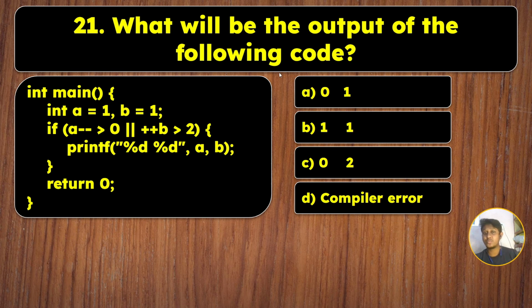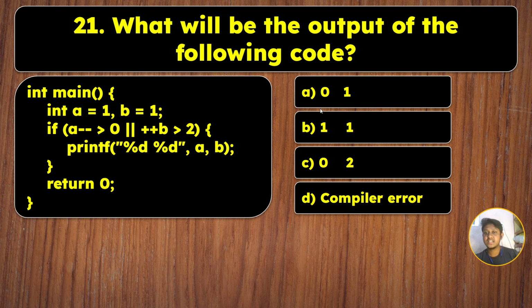What will be the output of the following code? We have our main method, and inside that we have two variables, a and b of type int, and a contains 1 and b is 1. And after that, an if statement is present, here 10, a minus minus greater than 0 plus plus b, simply putting the value of a and b. You can see we have some options here. So I will read out for you.